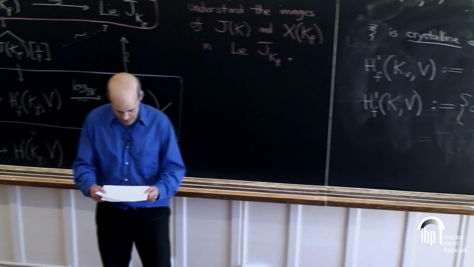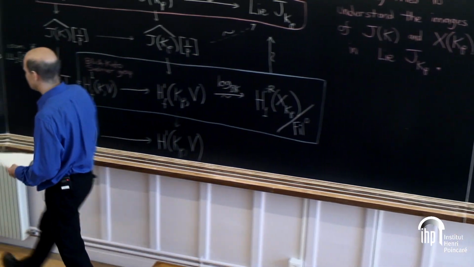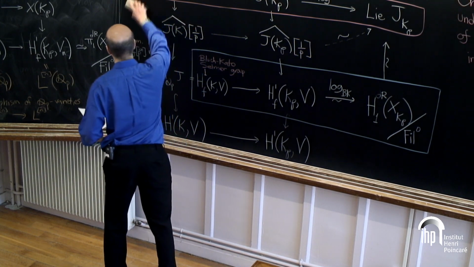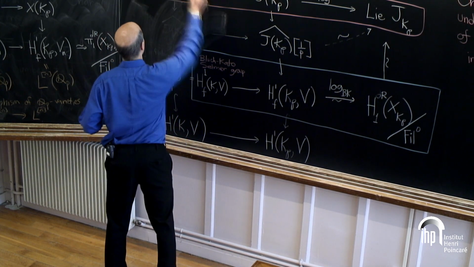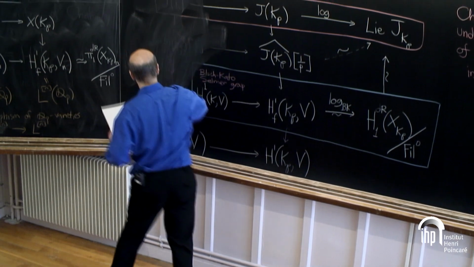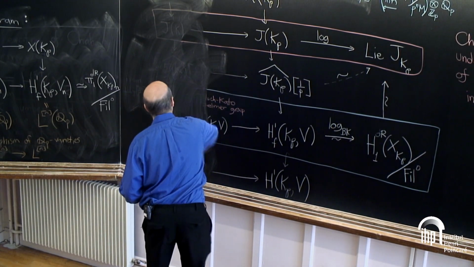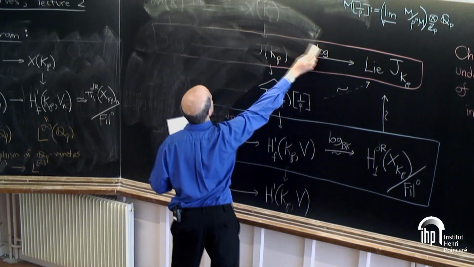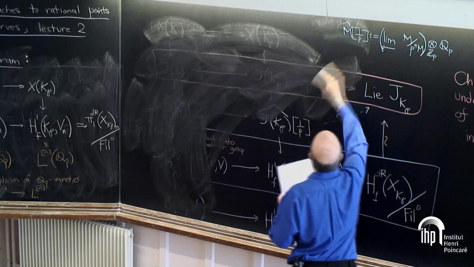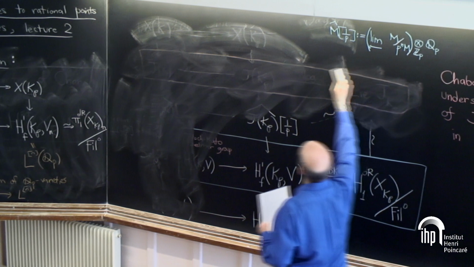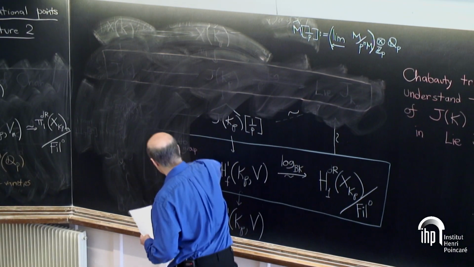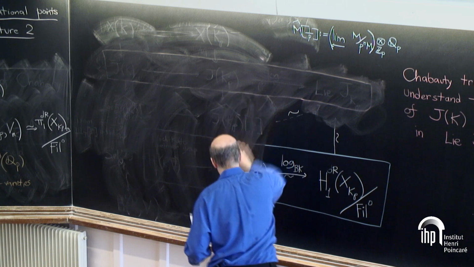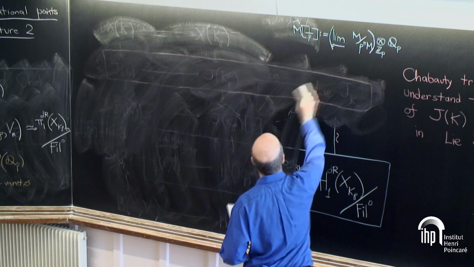Okay. All right. So the thing that one can say about this story is that now Kim proved an analog of Chabauty's theorem. So remember that Chabauty proved that if the Mordell-Weil rank was less than the genus, then the set of rational points is finite.